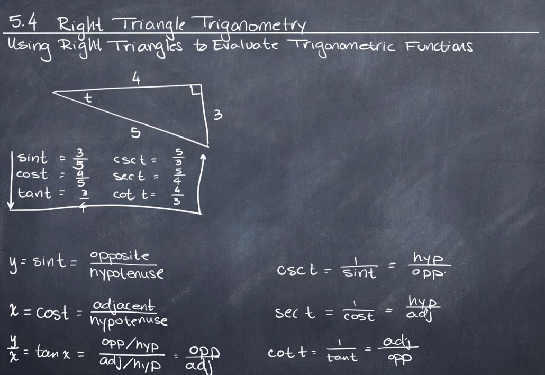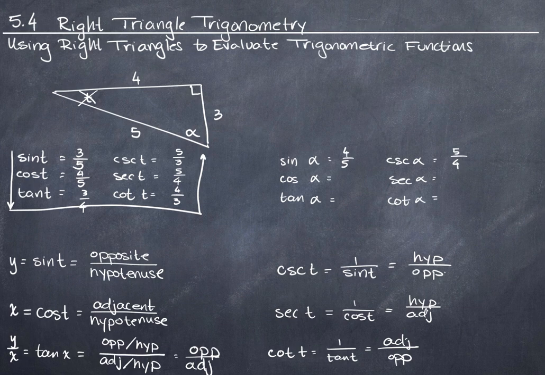Now what I'm going to do is pretend that I'm not interested in angle T, but this angle over here that I'm going to label alpha. And I'm going to look at the sine, cosine, tangent, cotangent, secant, and cosecant of angle alpha. The sine of alpha is the side opposite it, 4, over the hypotenuse, 5. 4 over 5. Cosecant will be 1 over that, or the reciprocal, so 5 over 4.